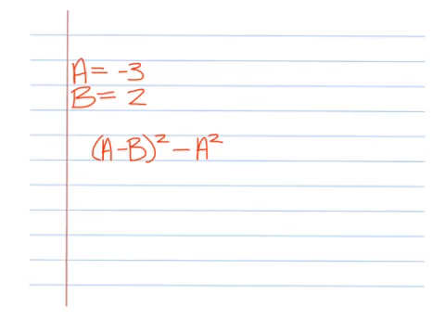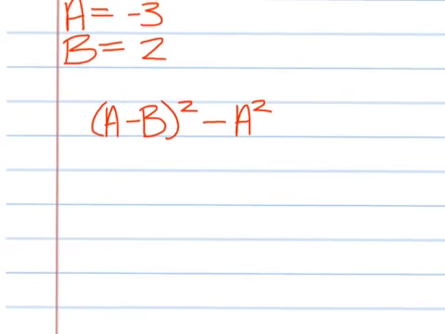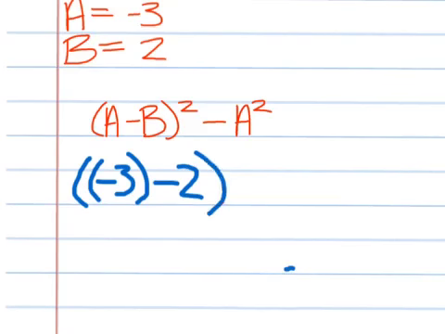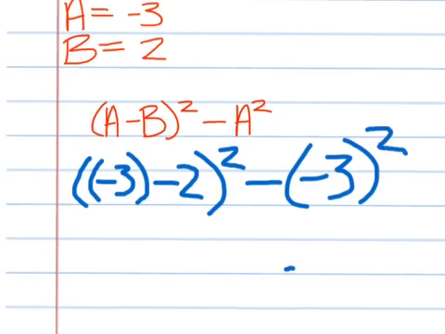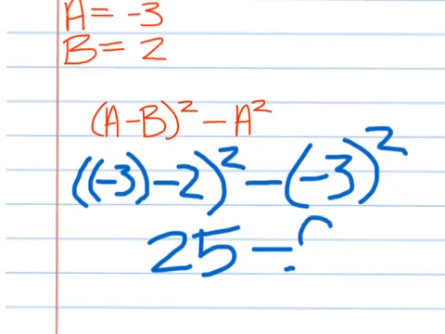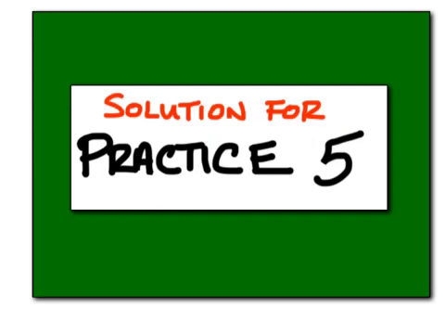Okay, go ahead and try this practice problem. Okay, this one should be 16. Remember, you want to put your numbers in parentheses. So we have negative 3 minus 2 squared minus negative 3 squared. Negative 3 minus 2 will give you negative 5, and negative 5 squared is 25. Minus negative 3 squared will be 9, so that's how you're going to get your 16.